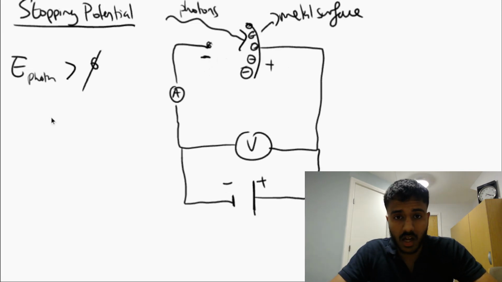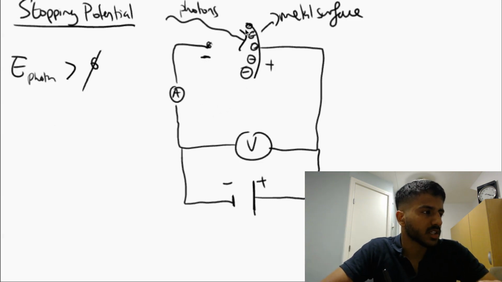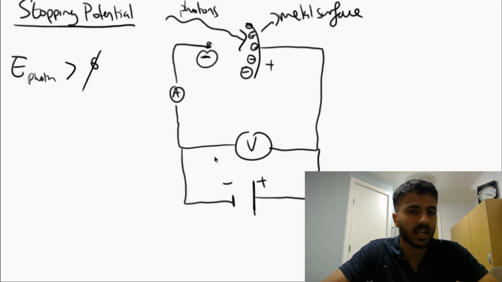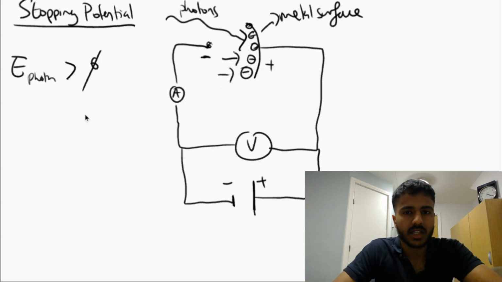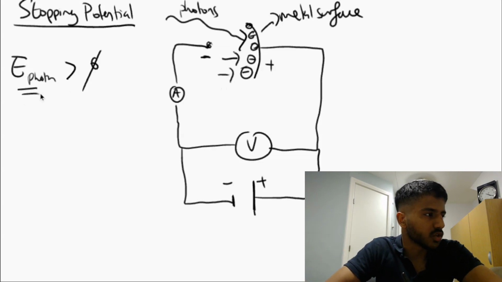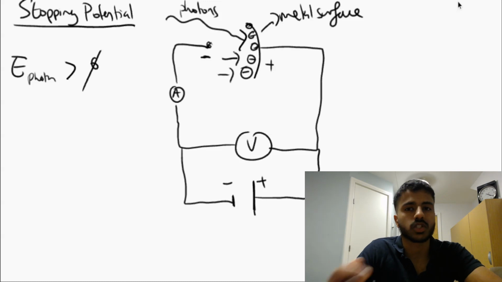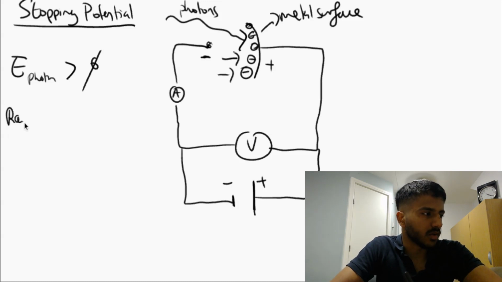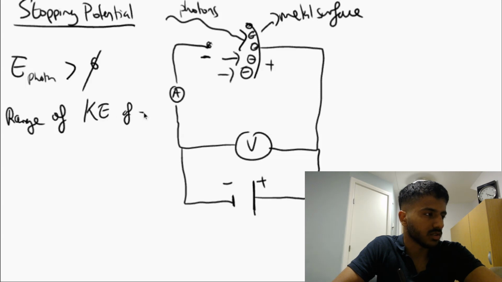So now once again I have incident photons, where the energy of these photons is greater than the work function. But this time, when the electrons get released, you can see that this side here is a negative side. So they're going to be experiencing a repulsive force. And we know that when these electrons are released, because the photon energy is much greater than the work function, there will therefore be a range of kinetic energies of electrons.